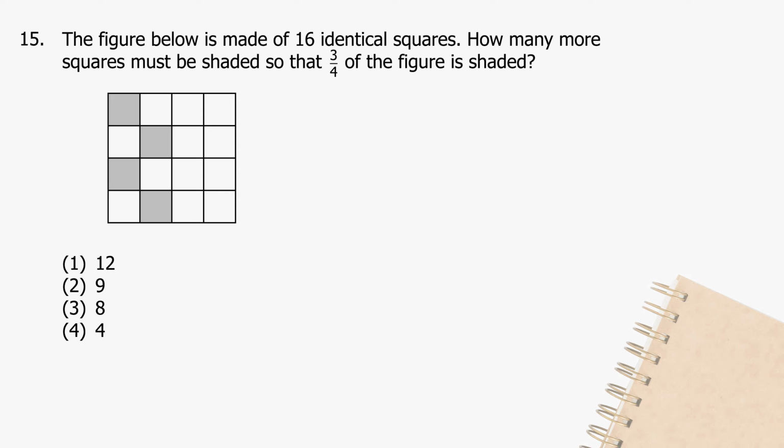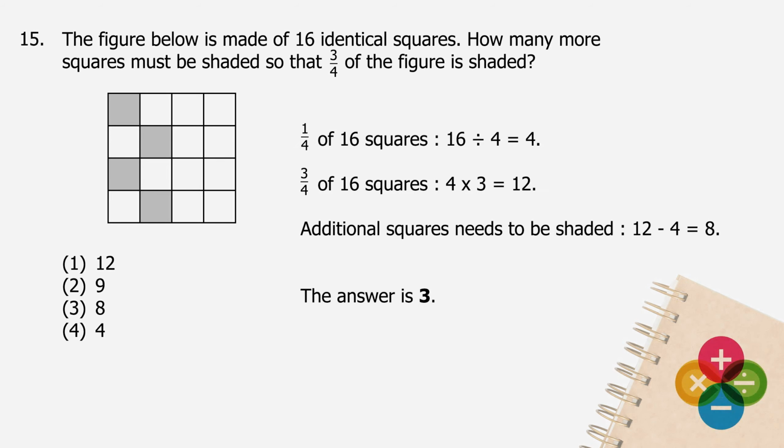Question 15. The figure below is made of 16 identical squares. How many more squares must be shaded so that 3/4 of the figure is shaded? One quarter of 16 squares will be, divide 16 by 4, and the quotient is 4. 3/4 of 16 squares will be, multiply 4 by 3, and the product is 12. The additional squares needed to be shaded will be, subtract 4 from 12, and the difference is 8. The answer is 3.